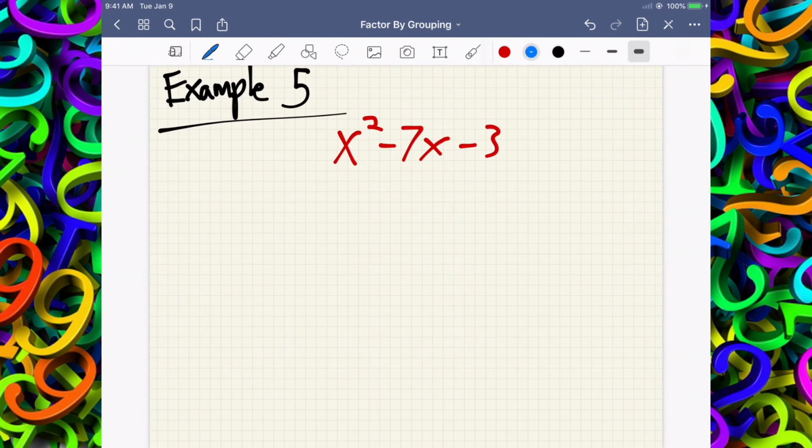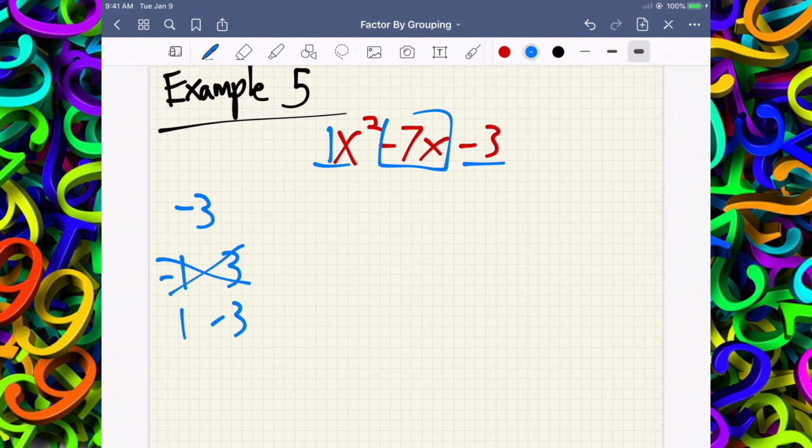Let's take a look. A is 1. So a times c will be negative 3, so that's that 1 times negative 3. And we list its factors. We could have 1 and 3, and either one could be negative, so really our factors are these. And one pair of them is supposed to add to negative 7. It doesn't look like any pair adds to negative 7. So what that means for this method is that this is prime. There is no way for us to factor this. This polynomial is prime, meaning we can't factor it.